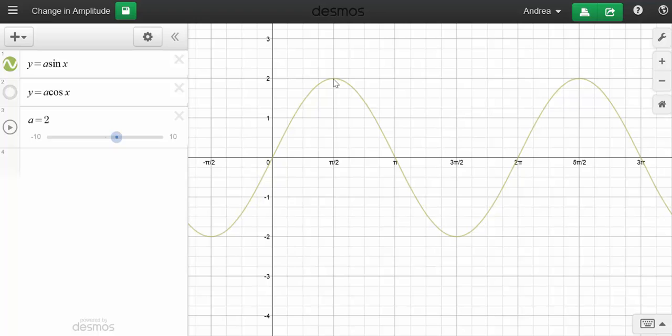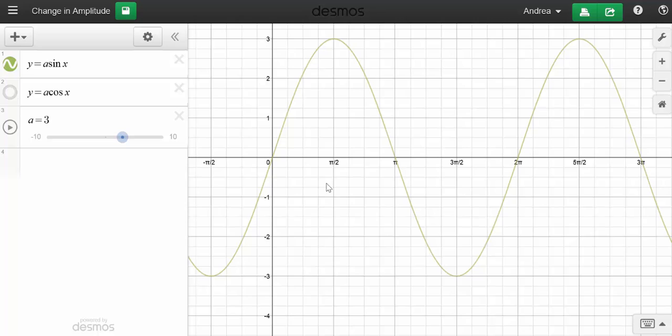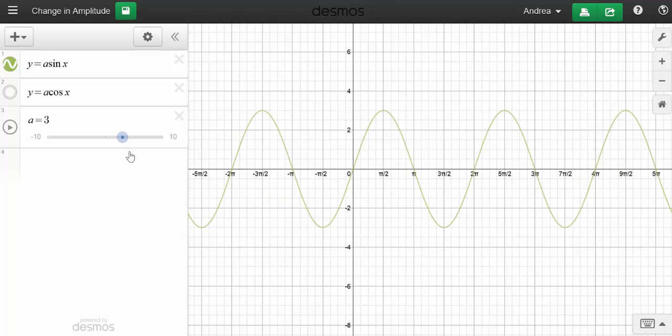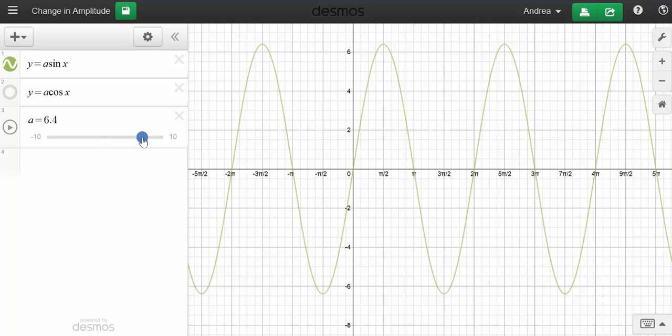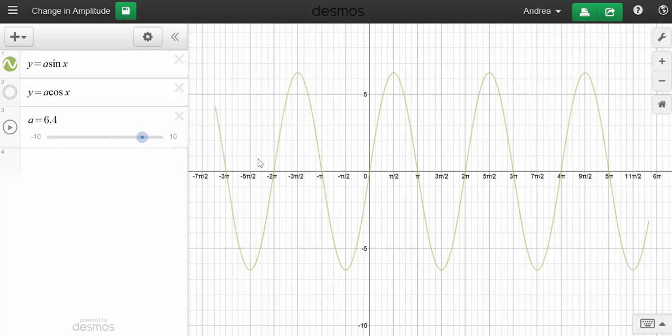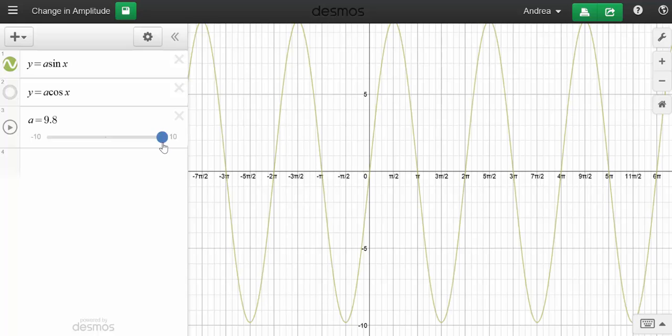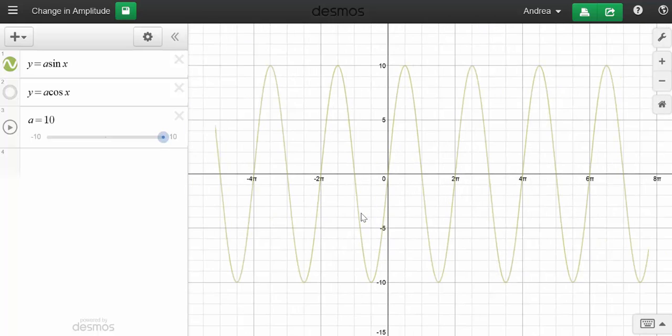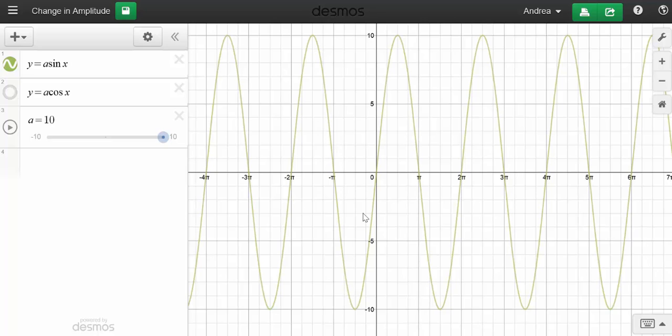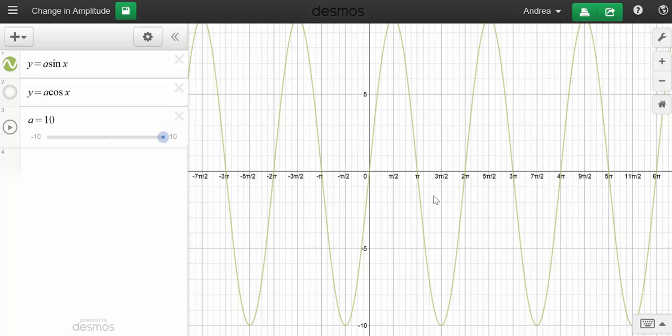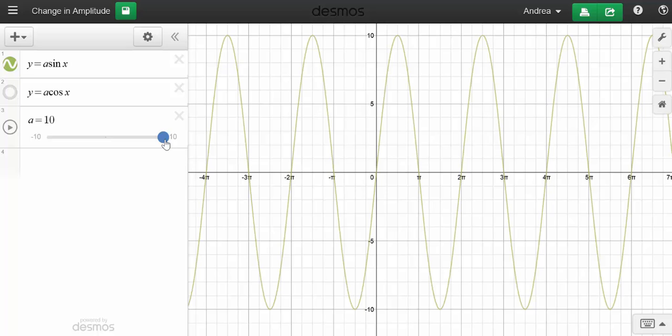So we see what happens there. The top of the curve reaches a positive 2, the bottom of the curve reaches negative 2, and from the middle of the graph to the top and from the middle to the bottom we have a distance of 2 units. And we can raise that higher, and I can make the amplitude as high as I wish to be. So go all the way here, our graph goes all the way to 10. So now, changing the amplitude vertically stretches the graph by that factor.